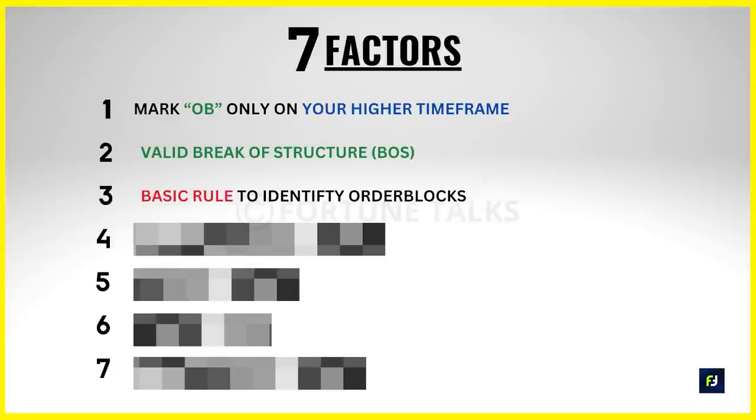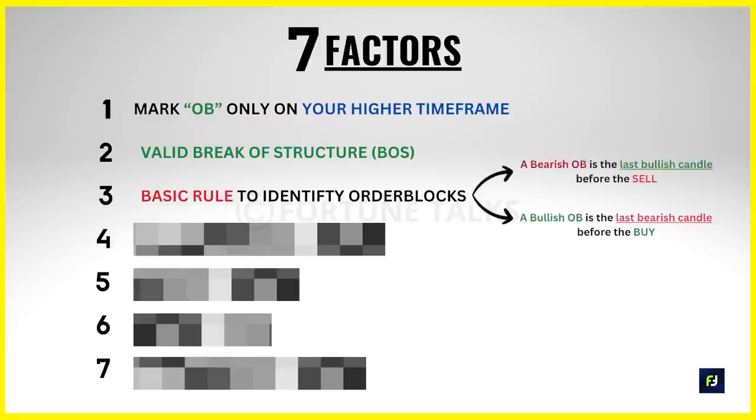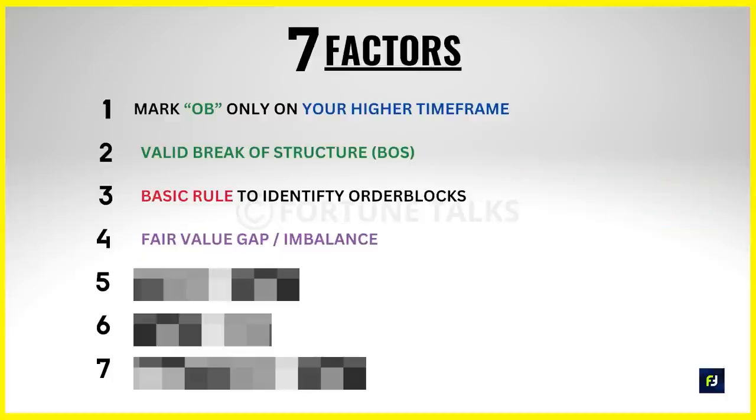The third thing is to look for the last buying candle before the sell for a bearish market structure and look for the last selling candle before the buy for a bullish market structure. But certain conditions apply to this step. The fourth factor to notice is that there should be an imbalance or a fair value gap.